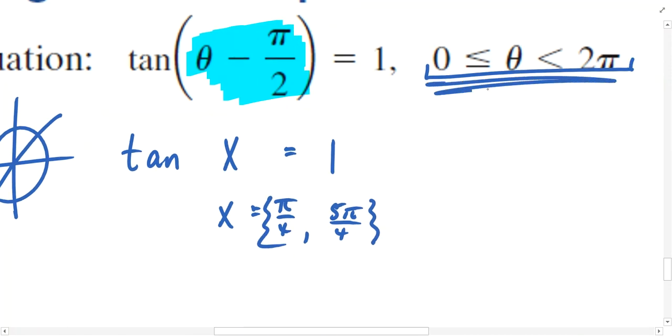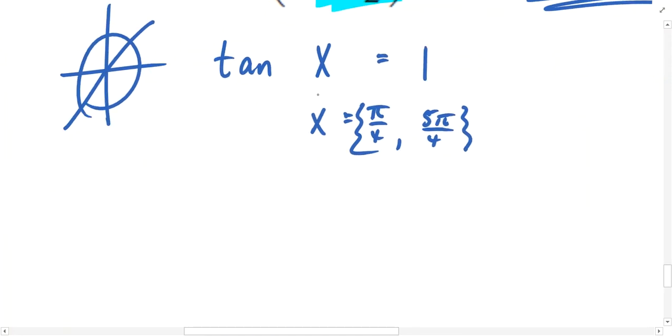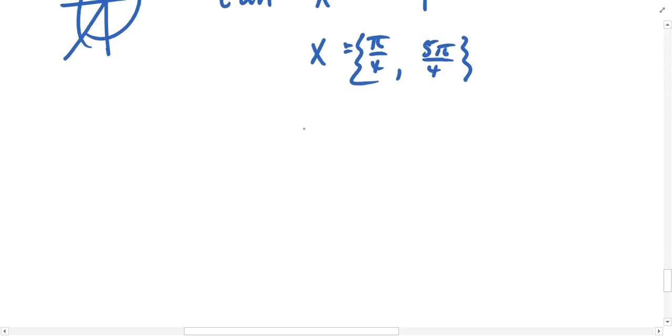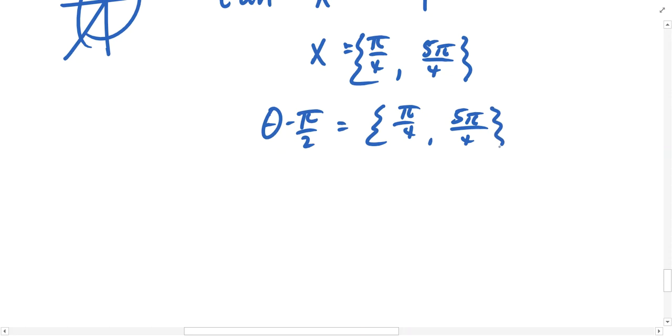And again, these are the two solutions that landed in a unit circle, and that's what our restriction up here was telling us about. Now keep in mind that we're not solving for x. I should have made a note. I did make a mental note, but I didn't write this down. X is what I'm using to replace theta minus pi over 2. So I really need to say that theta minus pi over 2 is equal to pi over 4 and 5 pi over 4. So if I work to isolate theta at this point, then I'm going to add pi over 2 to both sides of the equation.